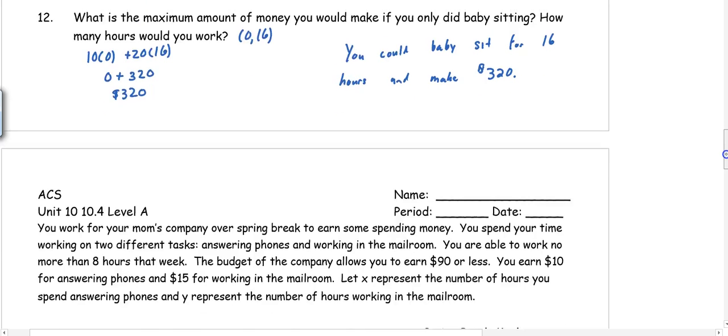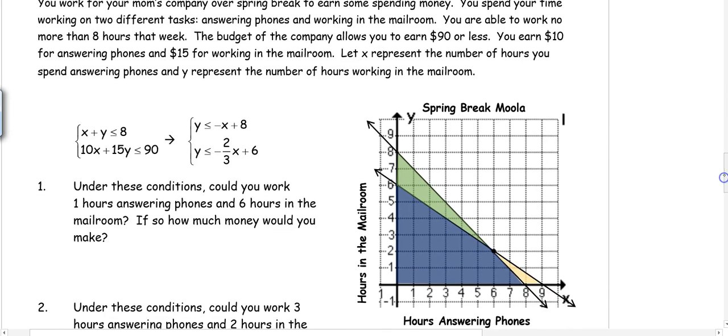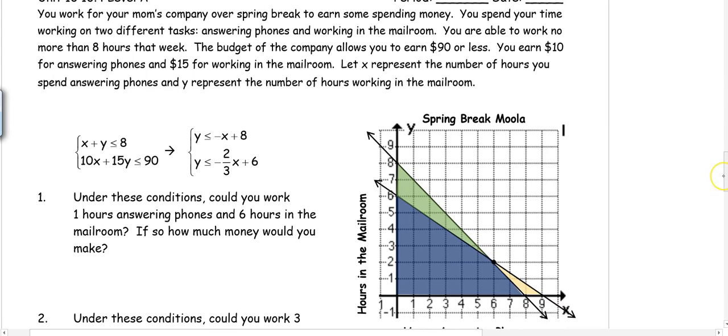So let's look at another example. In the next example, you're working for your mom's company over spring break to earn some spending money. You spend your time working on 2 different tasks, answering phones and working in the mailroom. You are able to work no more than 8 hours that week, and the budget of the company allows you to make $90 or less. You earn $10 answering the phone and $15 working in the mailroom. Let X represent the number of hours spent answering phones, and Y represent the number of hours in the mailroom.